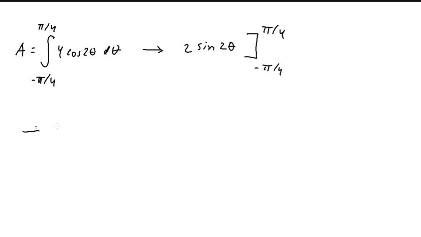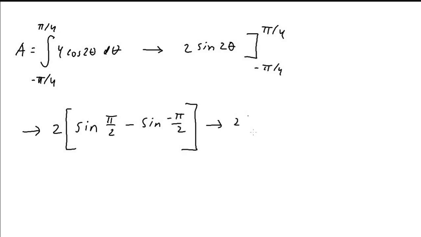So now I can go ahead and just plug this in. So we get 2, I'm just going to leave the 2 outside, and we're going to get sine of 2 times pi over 4, which is pi over 2, minus, when I plug in negative pi over 4, sine of 2 times negative pi over 4, which is negative pi over 2. So then we get 2 times sine of pi over 2, which is 1, minus sine of negative pi over 2, or sine of 3 pi over 2, which is a negative 1. So we have a minus a negative 1, which is plus 1. Then obviously we get 2 times 2. That's going to give us 4 units squared.